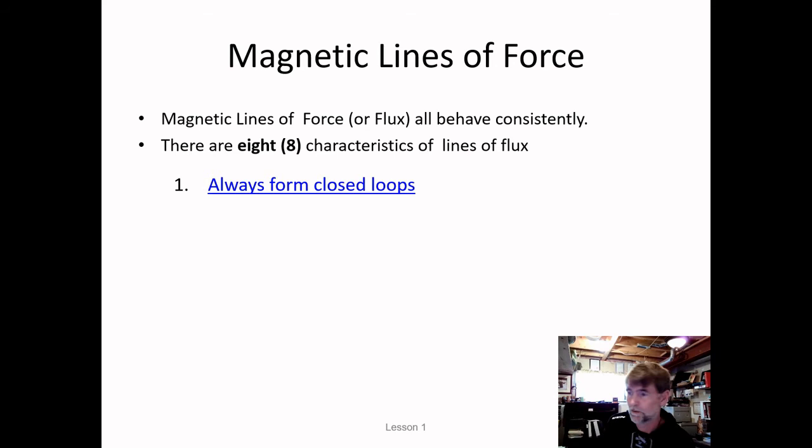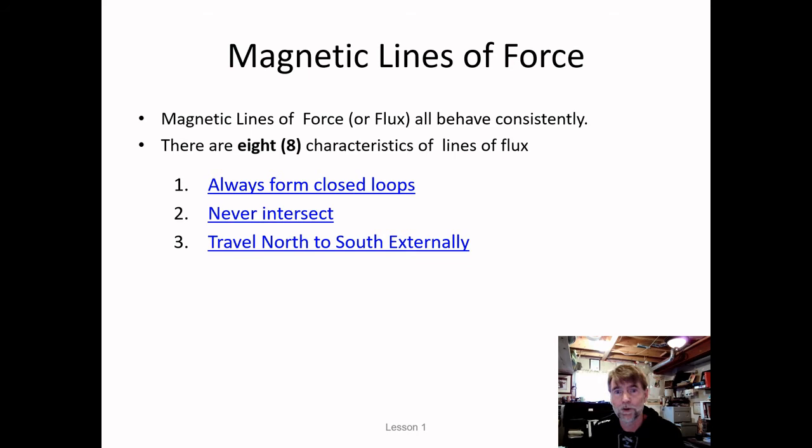So always form closed loops. In fact, that first slide we looked at just showed the little tails coming out of the north poles of the magnet. That was an incomplete picture. The complete picture would be the next picture we looked at, which showed the loop as a complete loop. Point number two, these loops never intersect, and there's a point later on that explains why this is true. They travel north to south externally. I'm sure you noticed that those lines had arrows on them, and those arrows are pointing in a specific direction. What is that direction? North to south.